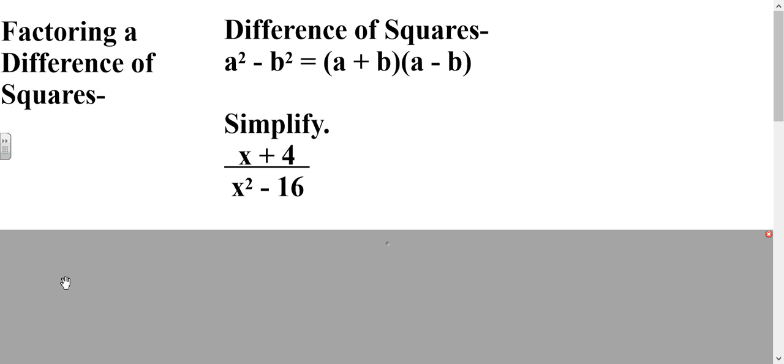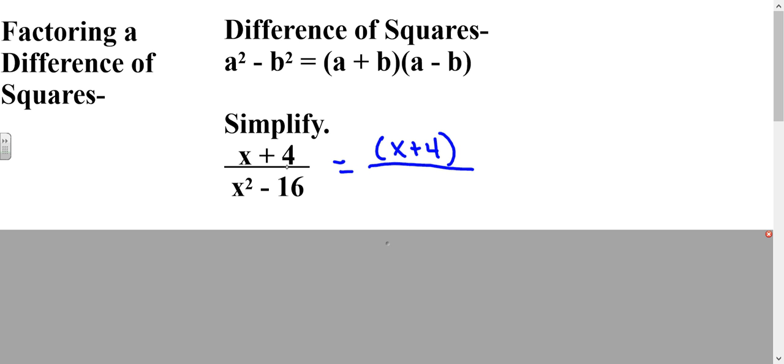I want to look to see if there's anything that has the greatest common factor, and there's not. So then I just have to factor what I can. I cannot factor the top because x plus 4 cannot really be simplified. You don't really have to put parentheses around that, but some people like to.